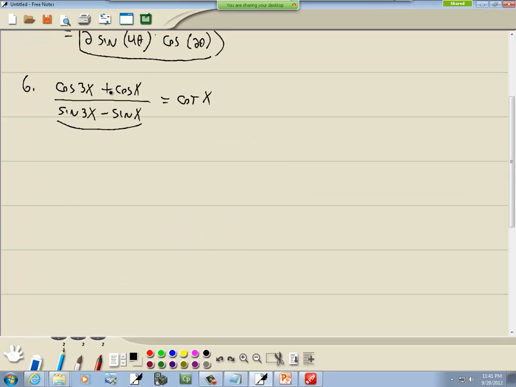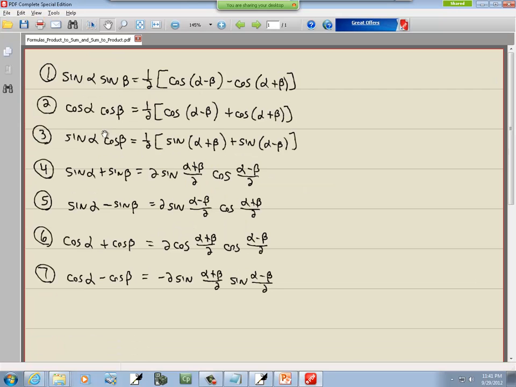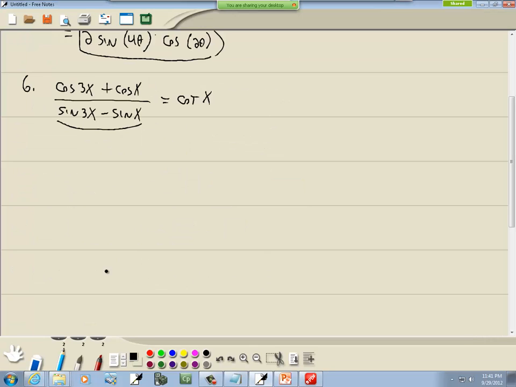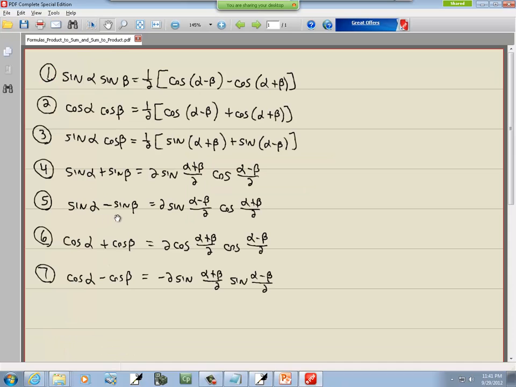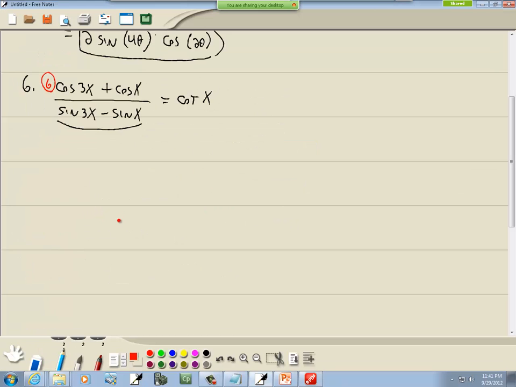So I'm looking for cosine of something plus cosine of something. That is number 6, so I'm going to rewrite the top using number 6. And sine of something minus sine of something, that'd be number 5, so I rewrite the bottom using number 5.